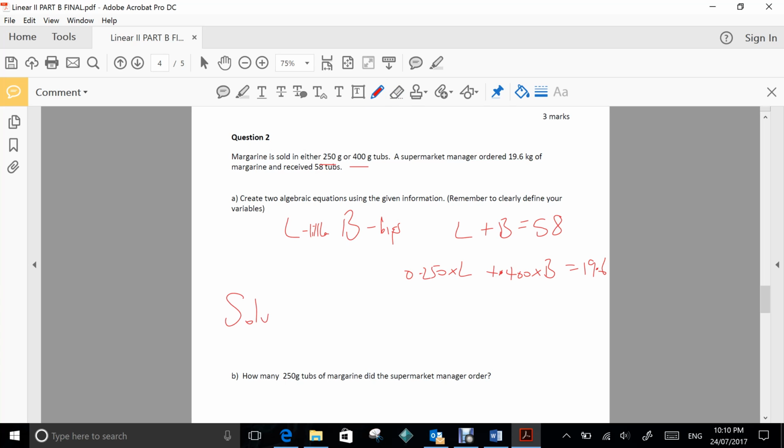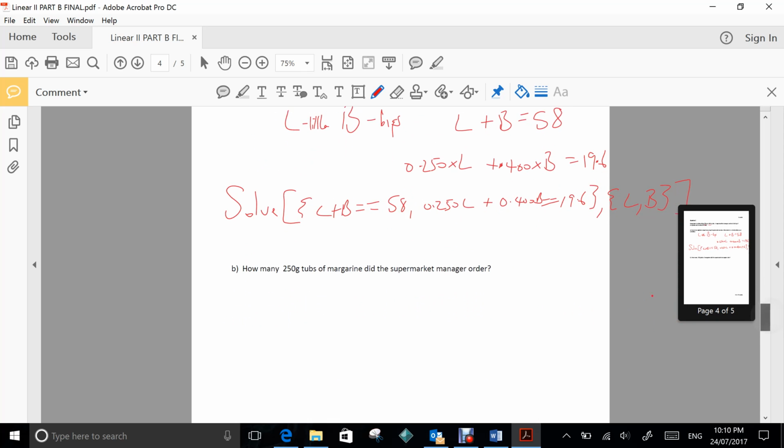capital S Solve, square bracket, curly bracket, L plus B double equals 58, and 0.250L plus 0.400B equals 19.6. Close the curly brackets, and we open a new set of curly brackets because we're finding L and B. Close it. That will give you the solution that you want. Make sure you remember the double equals, which I didn't there. Naughty me. Always remember double equals.